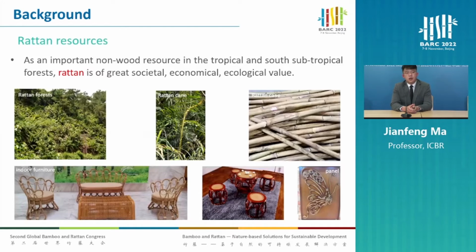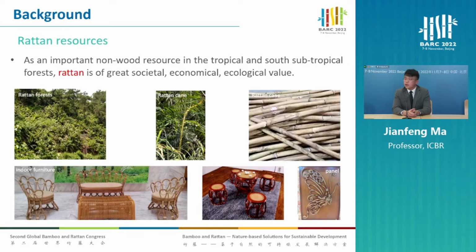As an important non-wood resource in the tropical and subtropical forests, rattan is of great societal, economic, and ecological value. At present, the rattan cane is widely used as raw material for indoor furniture, decorative panels, and some new materials such as the bone substitute, just as previous speakers introduced.